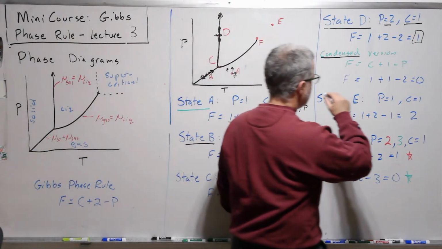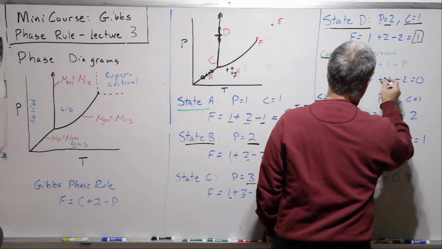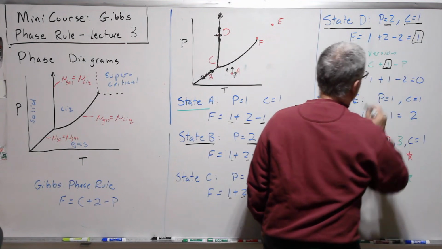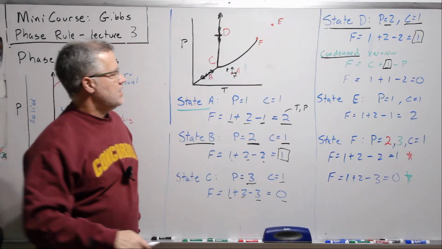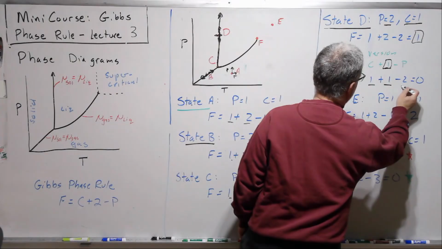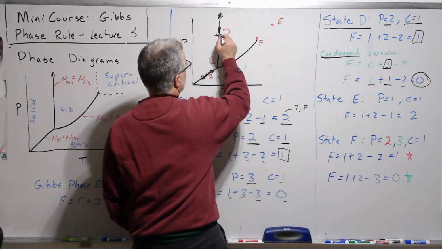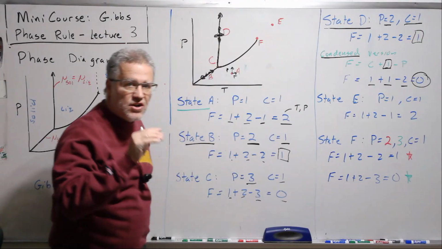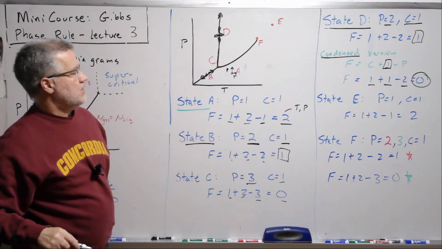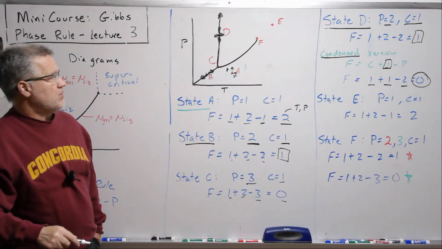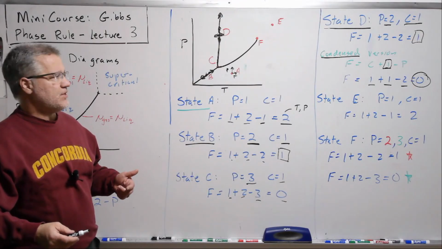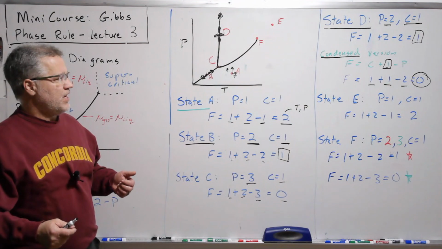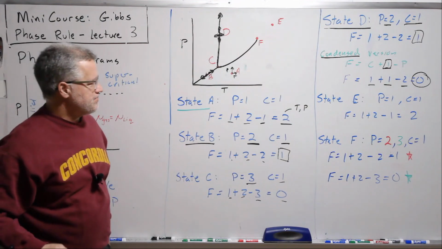So if we look at the condensed version, we're just eliminating pressure. So we're saying pressure, let's not count pressure. In which case we would get 1 plus 1 minus 2, or 0. And that really does show here that if we were to change our temperature variable in any way, we would move off of that equilibrium. So it is fixed in the condensed version. So although the condensed version isn't the formal Gibbs phase rule, it does have some application.